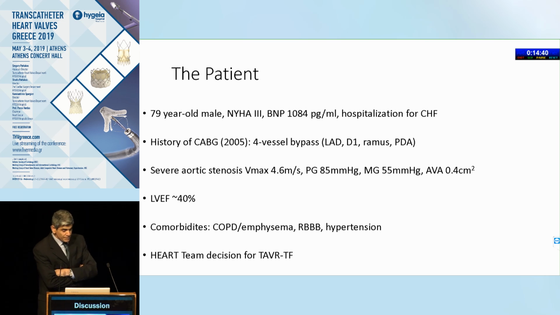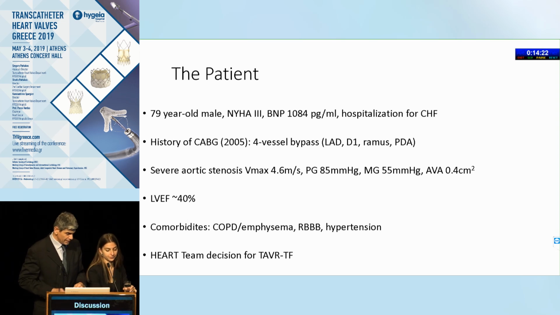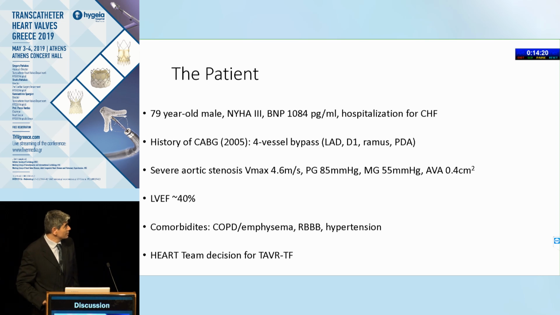He was found to have severe aortic stenosis with a peak gradient of 85 millimeters of mercury and a valve orifice area of 0.4. An ejection fraction of about 40% with ischemic cardiomyopathy. His comorbidities included COPD, emphysema. He had a right bundle branch block and hypertension. He was evaluated by the heart team and it was decided to proceed with transfemoral TAVR.